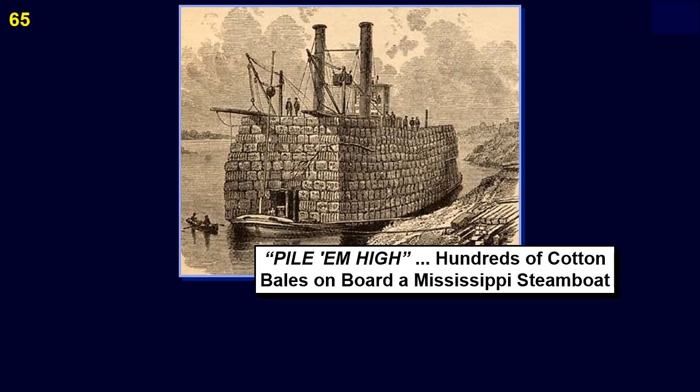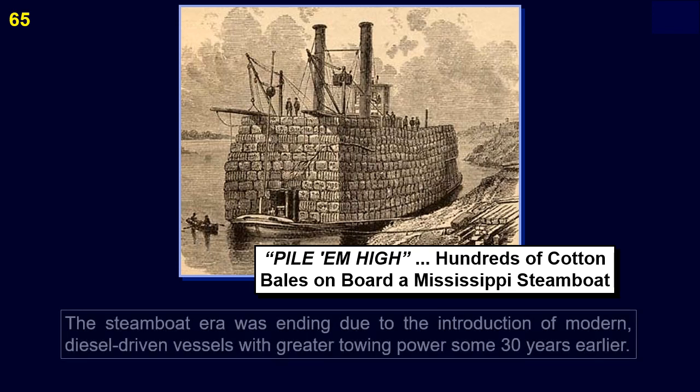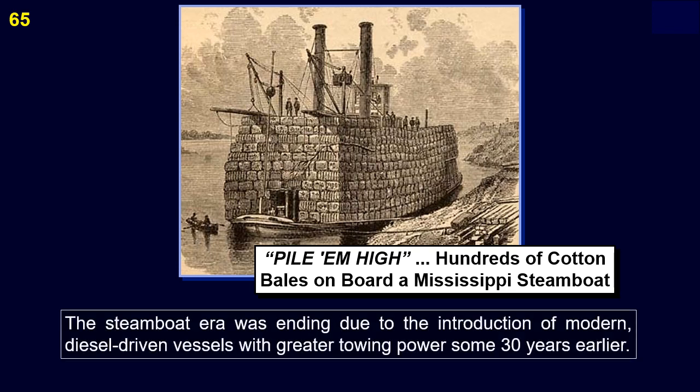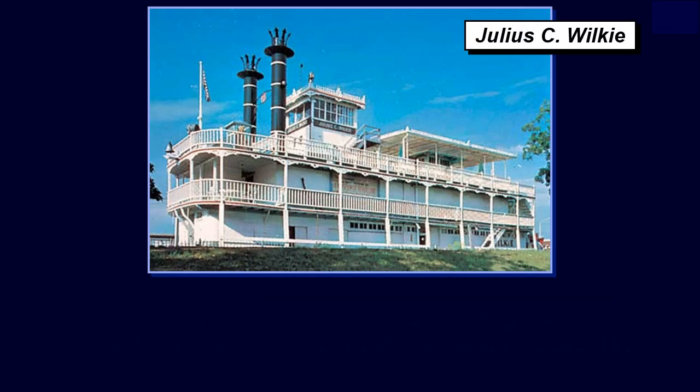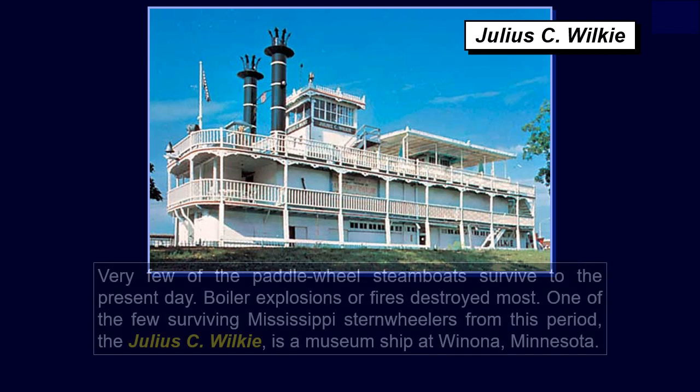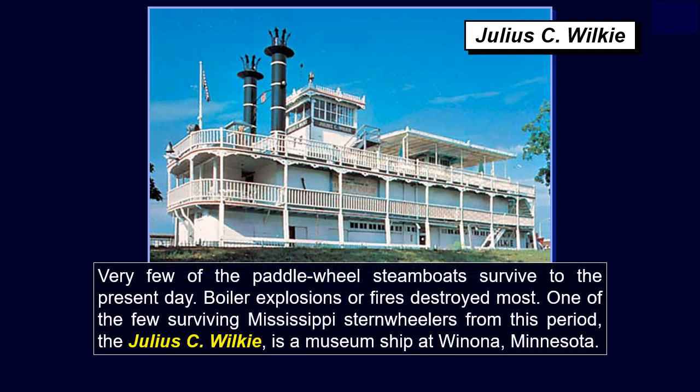The steamboat era was ending due to the introduction of modern, diesel-driven vessels with greater towing power some 30 years earlier. Very few of the paddle-wheel steamboats survive to the present day. Boiler explosions or fires destroyed most. One of the few surviving Mississippi stern-wheelers from this period, the Julius C. Wilkie, is a museum ship at Winona, Minnesota.